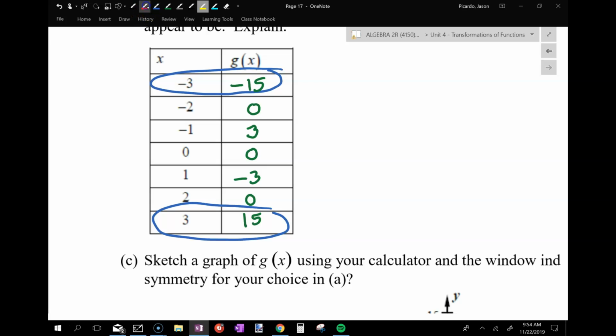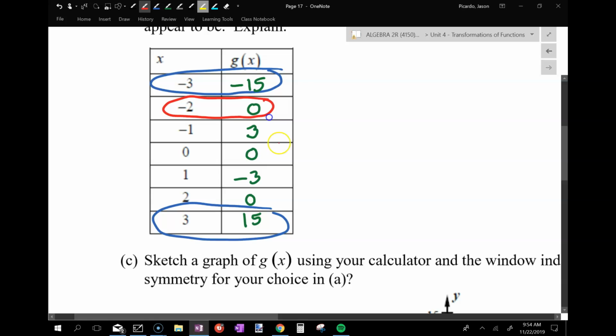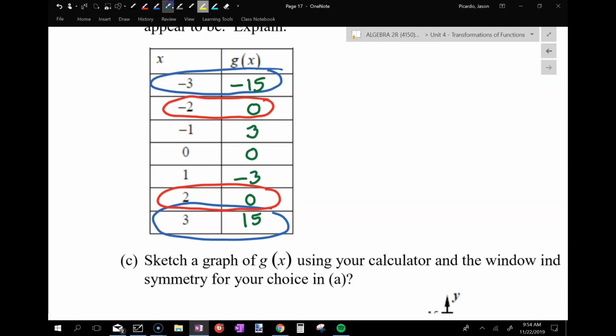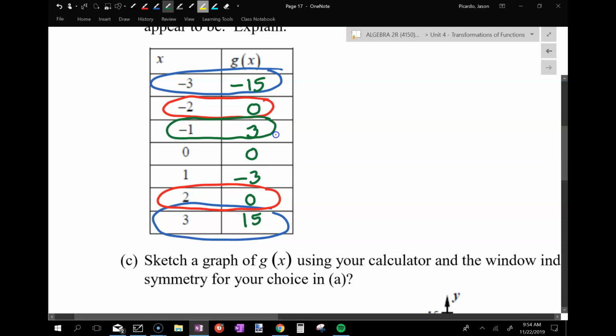Okay, let's make sure this works here. You plugged in -2 and got 0. You plugged in +2 and got 0. Now I can't negate 0, so that makes sense, doesn't it? Okay. And then I plugged in -1 and got 3. I plugged in +1 and got -3. So based on that, what does it appear to be? It appears to be an odd function.